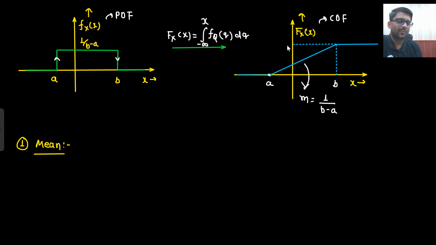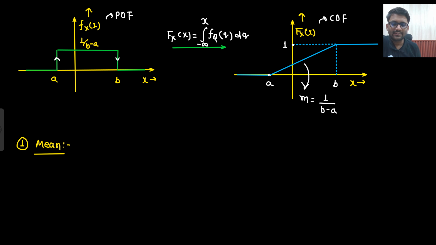So if this slope is 1 upon b minus a, what will be this amplitude? This will be 1, right? Because this length is b minus a. Basically, let's just say this length is y. So y upon b minus a is equal to the slope. So y is coming out to be 1, and it is pretty obvious as well, because FX of infinity should be equal to 1 only, and we are getting 1. So you should be able to know how to integrate. If your PDF is given, you know how to find the CDF.